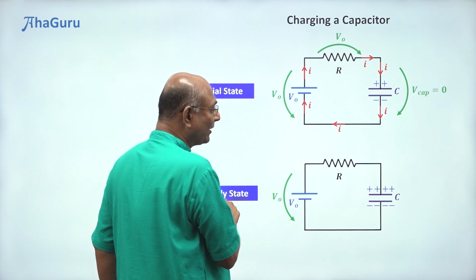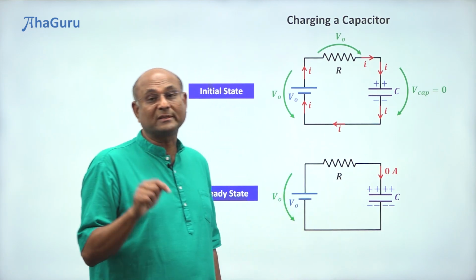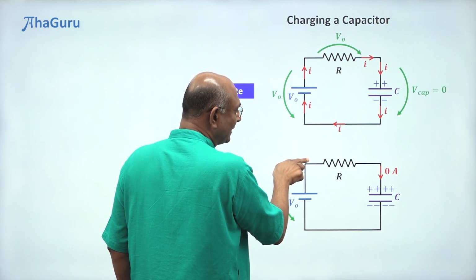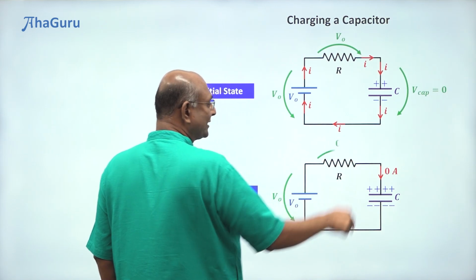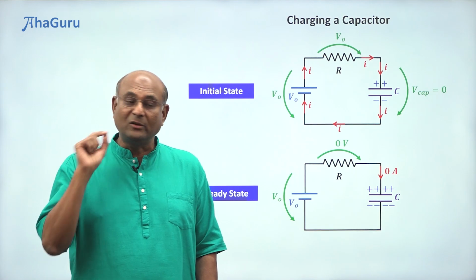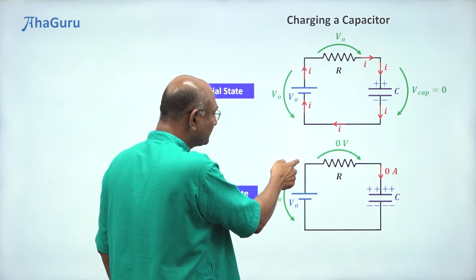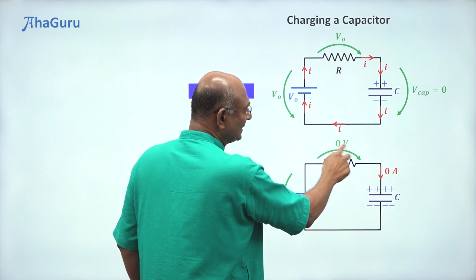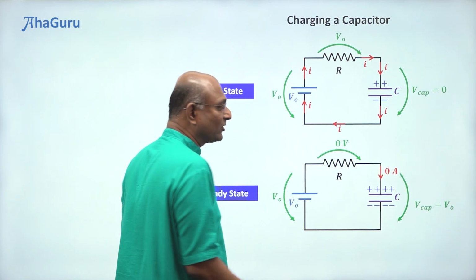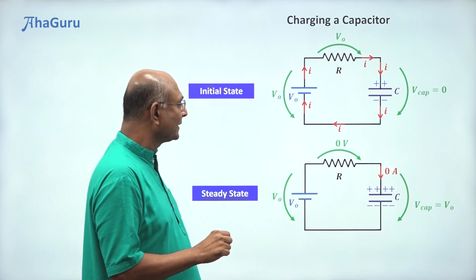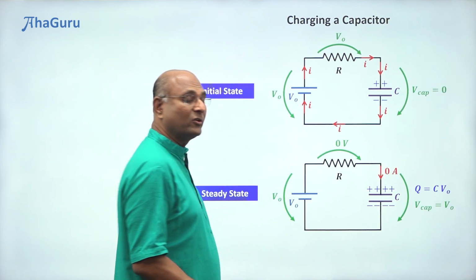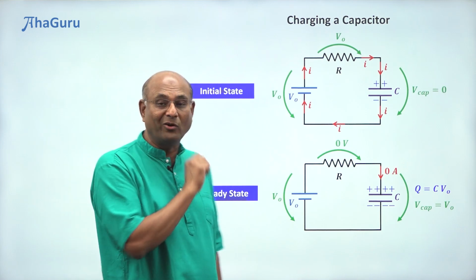And so finally the capacitor reaches steady state. So at steady state, what will happen? No more current flows into the capacitor. Since there is no current flowing into the capacitor, there is no current here, and the potential drop across the resistor will be 0. But Kirchhoff's voltage law tells us that this potential drop must be equal to this potential drop. This is 0, so this potential drop must be equal to V0. And since this potential drop is V0, the charge on this capacitor, Q, must be C times V0.